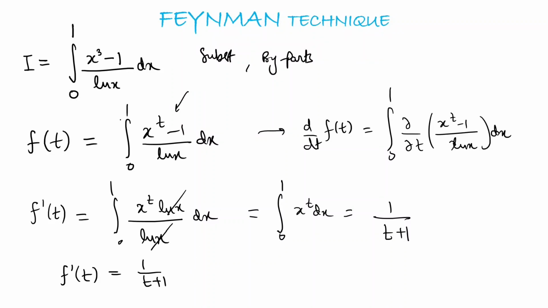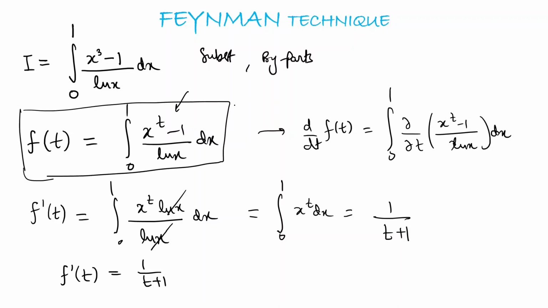Now from this expression, we have f of t. Our goal is to calculate I, and I is nothing but f of 3. Second thing you can notice is that if you substitute the value of t as 0, if you try to calculate f of 0, you can very easily see that x raised to the power 0 minus 1 basically is equal to 0, and this whole integral vanishes to 0. So f of 0 is 0. This is a very important step when using Feynman technique.